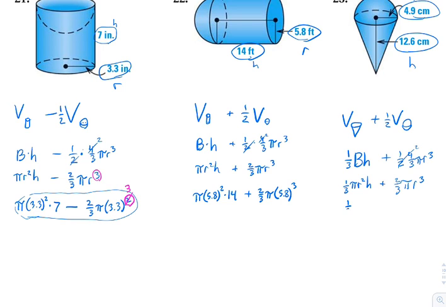So it's 1/3 pi 4.9 squared times the height plus 2/3 pi, and then the radius is 4.9 to the third, not squared. Okay. Now let's do some surface area here.